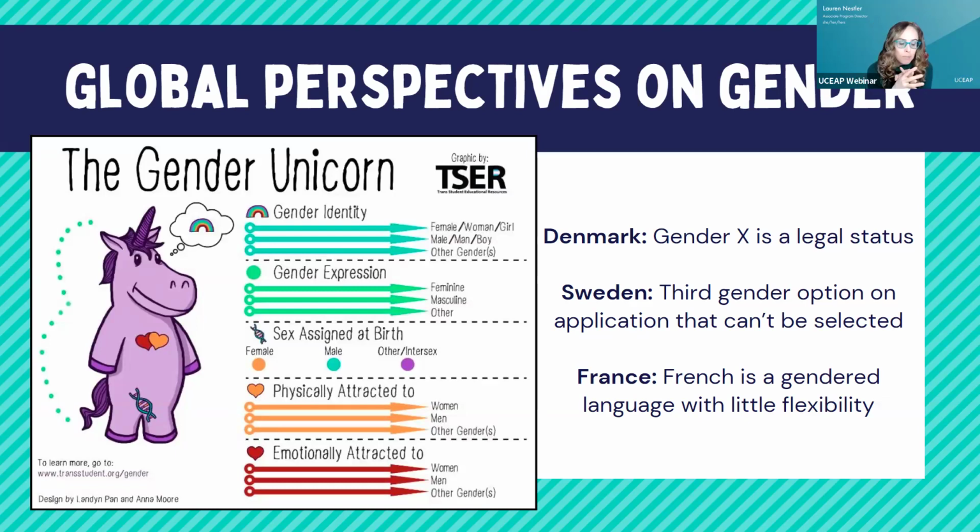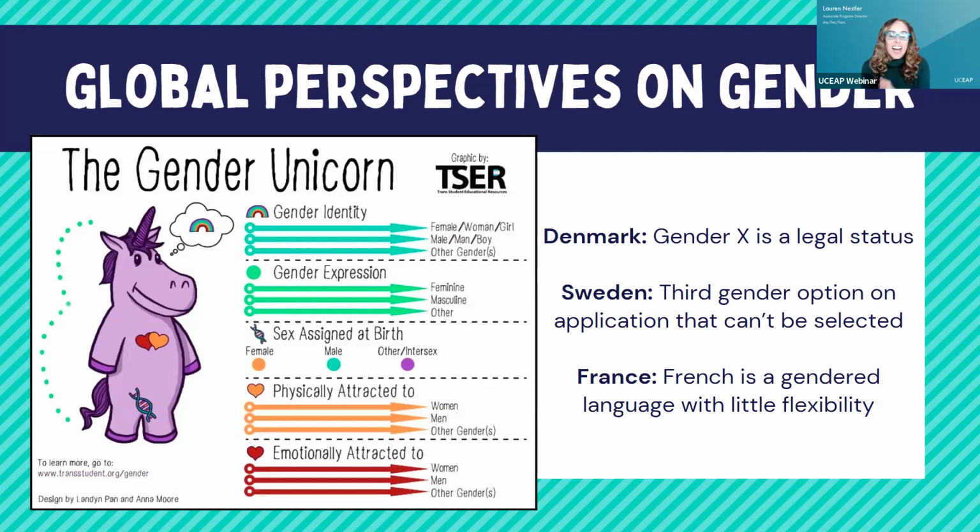So for the first example, in Denmark, gender X is a legal status. Danish citizens have to go through a legal process in order to get that gender X marker on their passport, and that's a different process than the way US citizens get the gender X marker on their passport. So even though that term gender X is being used in both countries, people will have gone through very different journeys to get that marker on their passport. Julie is going to be talking more about the US gender X passport later in this presentation.